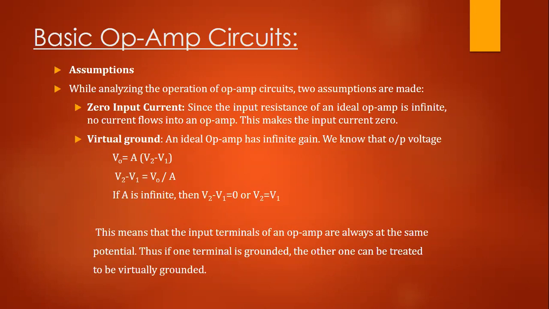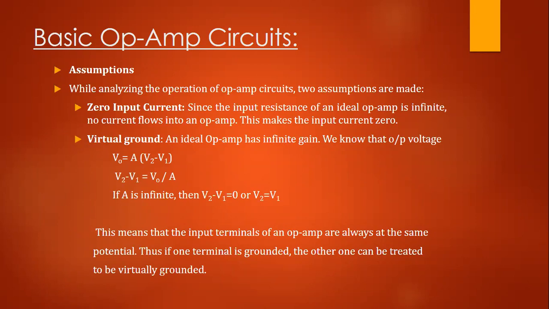op-amp. And the advantages of using negative feedback are that it reduces the gain and makes it controllable, it increases the bandwidth, and it also reduces the distortion. Now, while analyzing the operation of op-amp circuits, two assumptions are made.